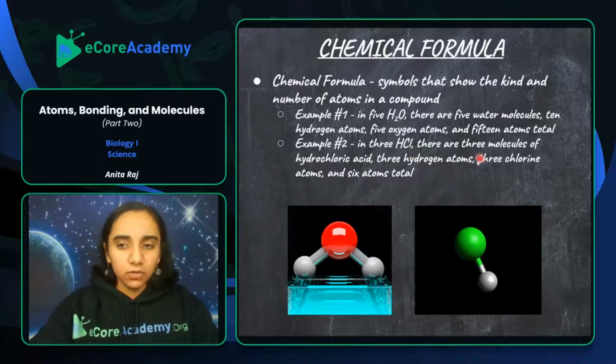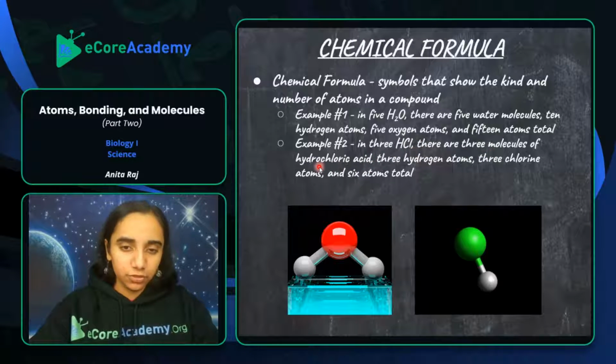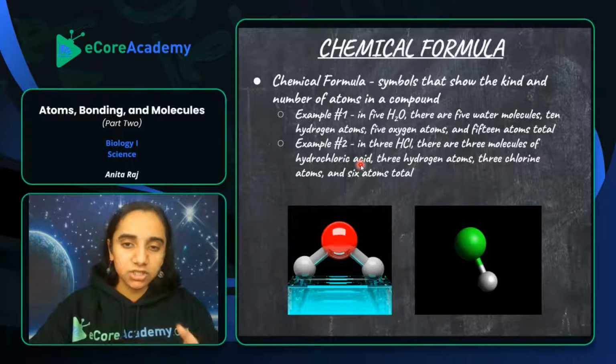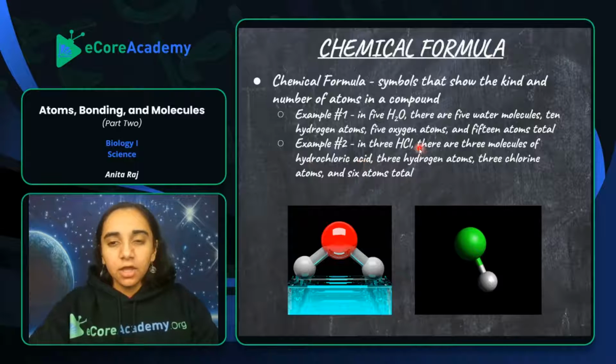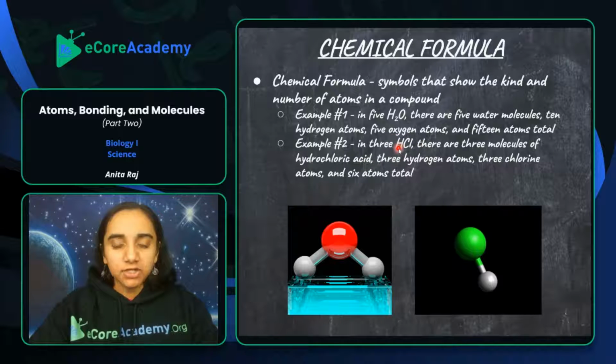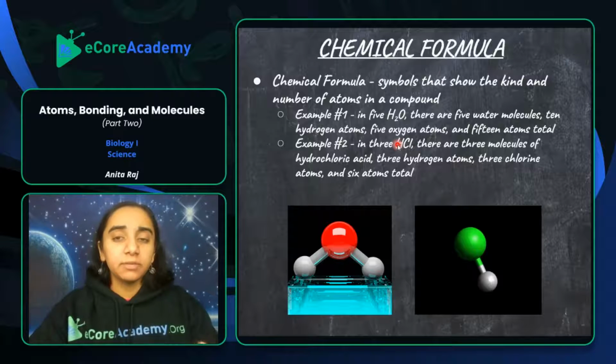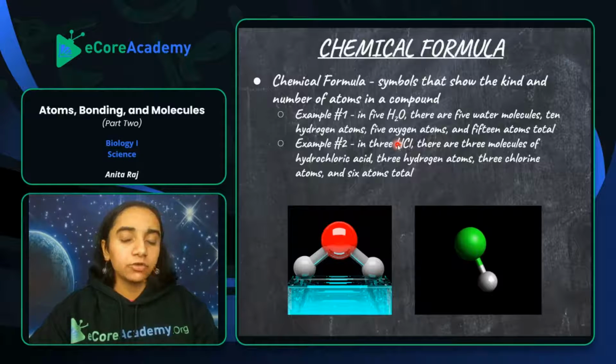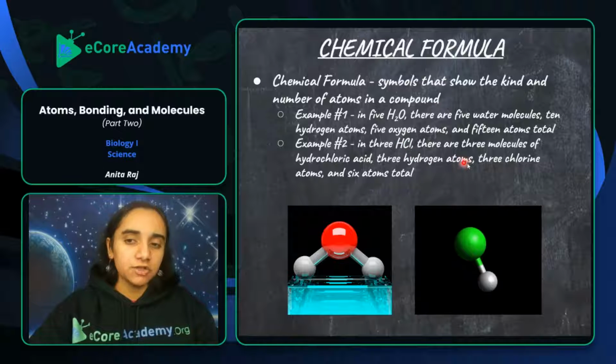In 3HCl, there are 3 molecules of hydrochloric acid. Each HCl is 1 hydrochloric acid, so 3 of them are 3 hydrochloric acid. If we see here, we have 1 hydrogen atom per hydrochloric acid molecule. Therefore, because we have 3 hydrochloric acid molecules, we have 3 times 1, which is 3 hydrogen atoms.